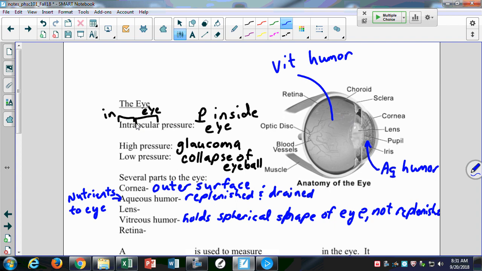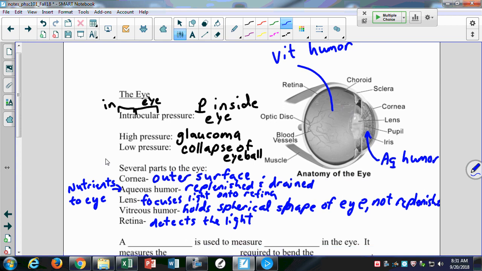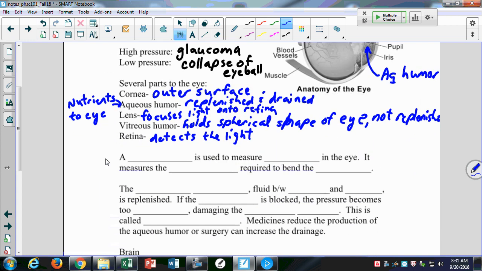All right. The lens. The lens focuses light onto the retina, and the retina detects the light. Sorry, that's kind of small there. Don't worry about these right now. We're mainly worried about the fluids. But later we'll talk more about the lens and the retina and the cornea too.